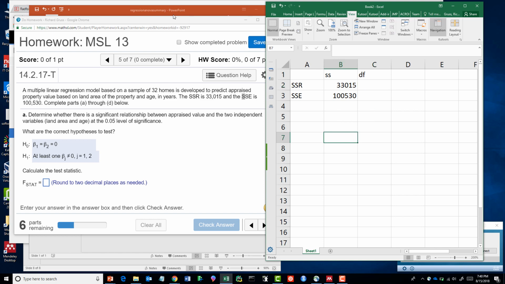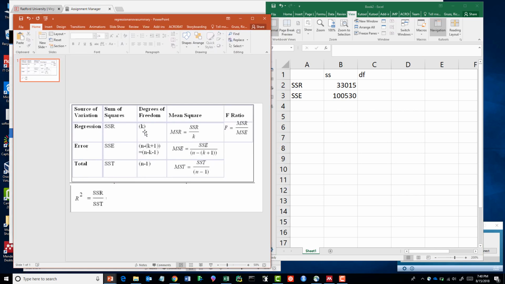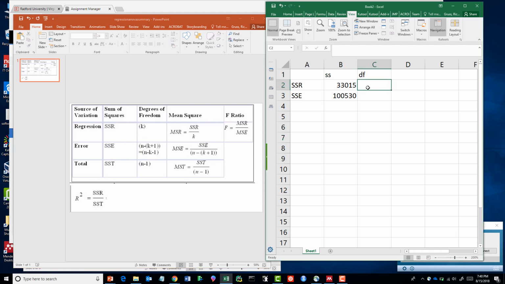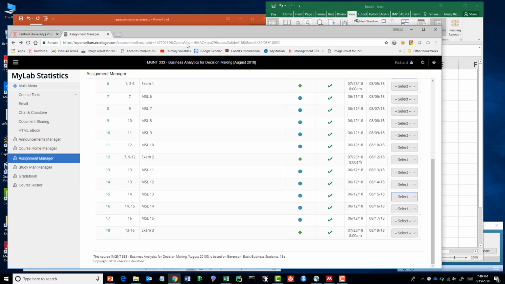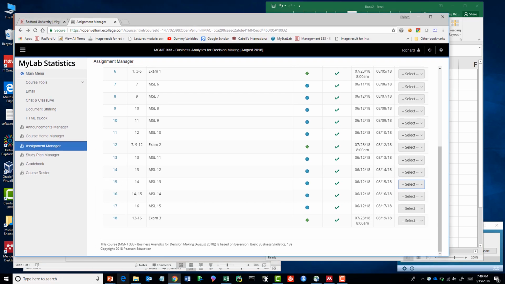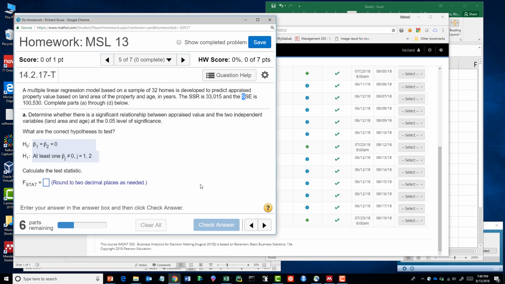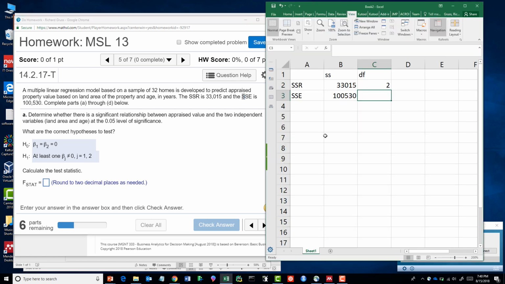Now we've got these, and we just need to find out what the degrees of freedom are. If we consult this table again, the degrees of freedom for regression is just k, the number of independent variables, which in this case is 2: land area and age. Down here, the degrees of freedom for error is n minus k minus 1. How do we know n? n was given to us in the problem: we have a sample of 32 homes, so n is 32. So 32 minus the 2 independent variables is 30, minus 1 is 29. Our degrees of freedom here is 29.